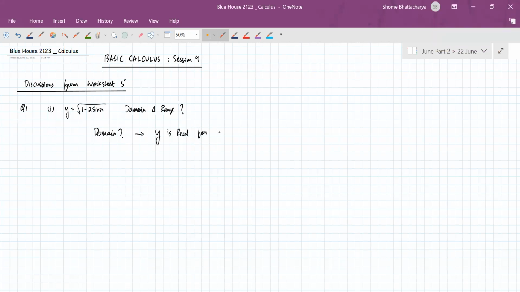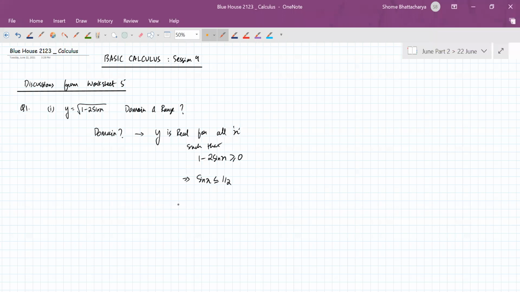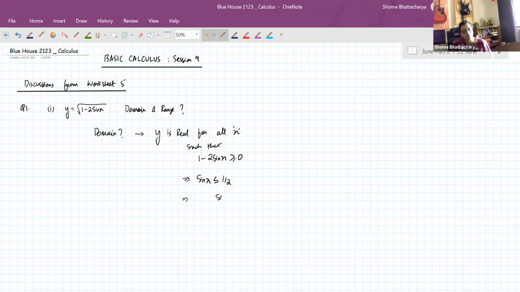for all x such that the quantity inside the square root, that is 1 minus 2 sine x, should be greater than equal to 0, which means that sine x should be less than equal to half. So that basically means that sine x should range between -1 and half.